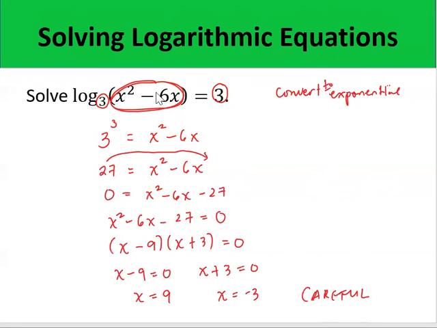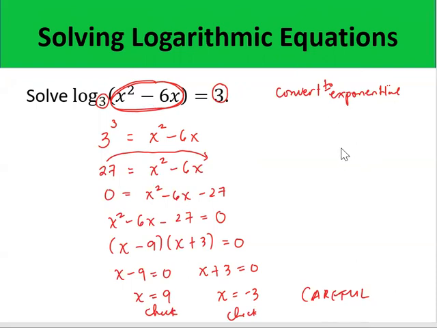So we have to be assured that the parameter inside must be a positive number. Which means we need to check if x equals 9 will make this a negative number, and check if x equals negative 3 will make this a negative number.